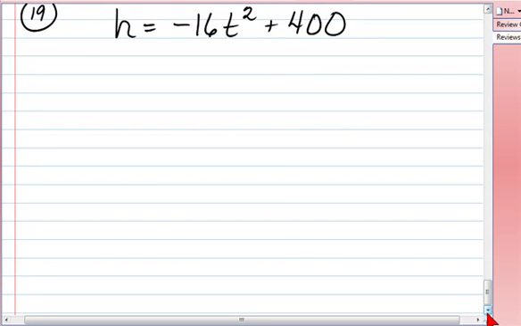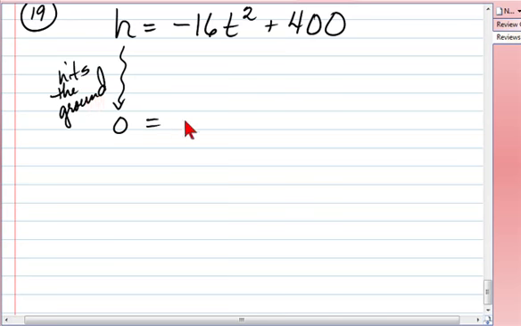When the bucket hits the ground, what is the height? 0. Hits the ground. Tells you to let h become 0. 0 is equal to -16 t squared plus 400. There is no middle term because he didn't throw the bucket down. He just dropped it. All right, I need to factor this. My 0 happens to be on my left-hand side this time. Shouldn't make any difference to us.